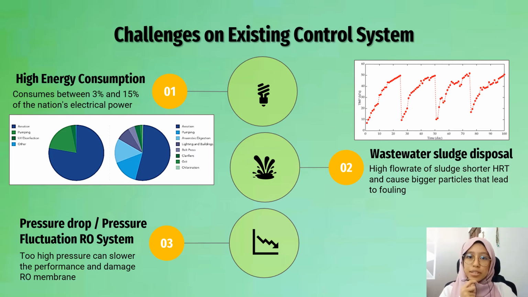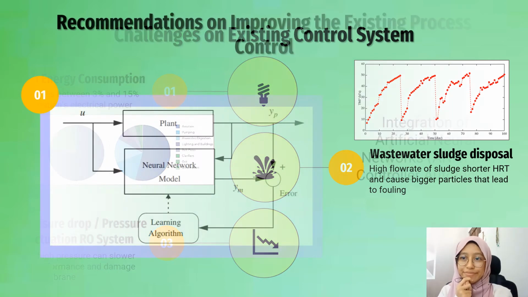Higher pressure helps to increase salt rejection, but if the pressure is too high, as detected by the fluctuation of the controller, it can slow down the performance and can damage the RO membrane. As pressure and temperature affect each other, the controller should operate really well.